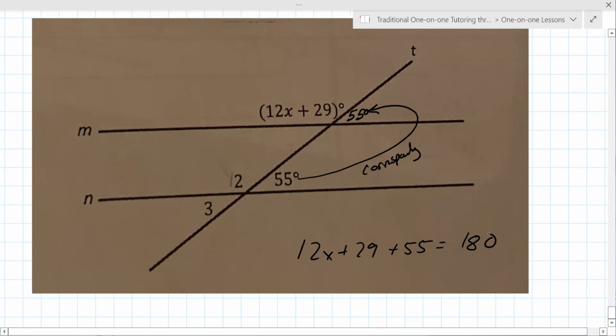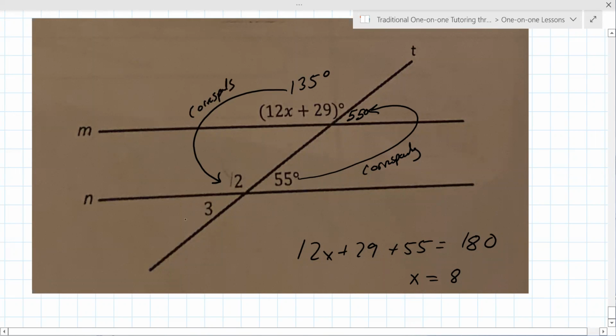84 minus 180 would be 96. 12x equals 96. Yeah, x equals 8. Yep. So now you have to plug that in to get the actual value, which is 135. Yeah, and then 135 corresponds with angle 2.